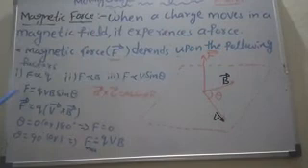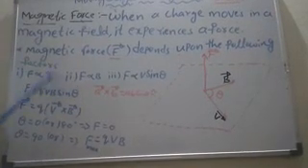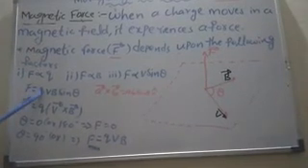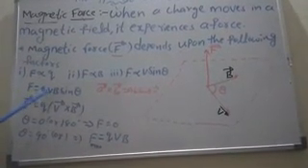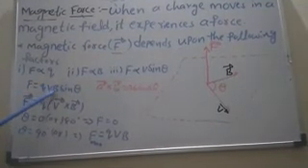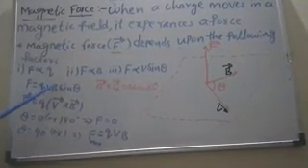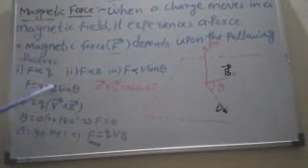So then F is equal to QVB sin theta. This is the magnitude of force acting on a charged particle, which depends upon the magnitude of charge, the magnitude of velocity, the velocity component V sin theta which is perpendicular to B, and the magnitude of magnetic field.